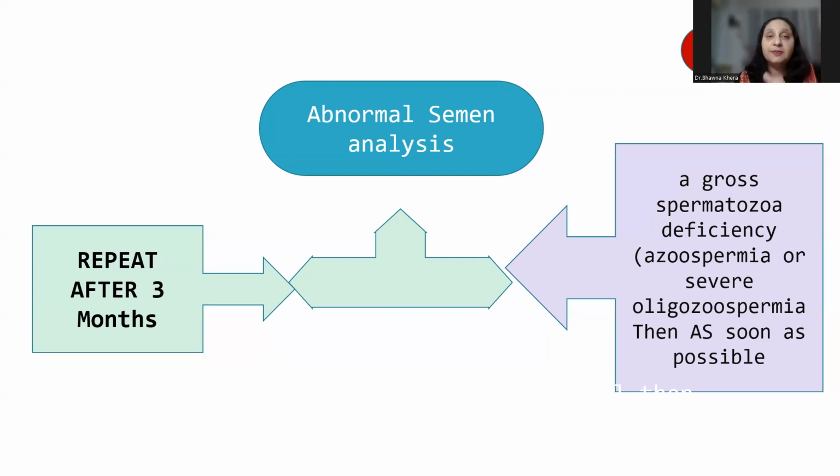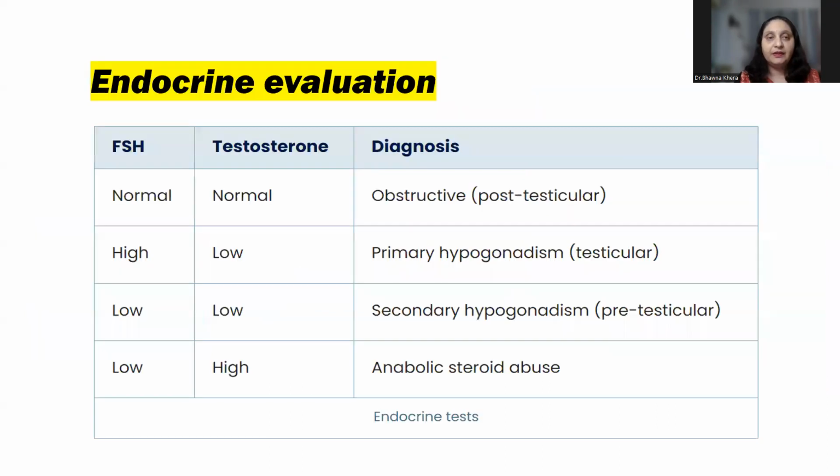Don't make a diagnosis by a single test. So if your question has given only 1 semen analysis, you have to order for the second semen analysis, and the time period will depend on this cutoff. Usually it is 3 months, but if it is a case of gross spermatozoa deficiency, that is azoospermia or severe oligozoospermia, then you will do it as soon as possible. But remember, 2 tests are a must.